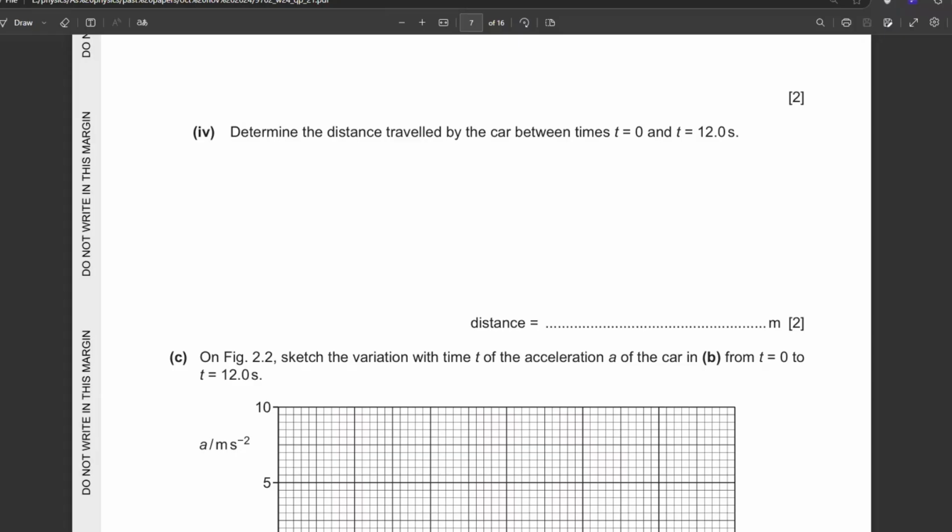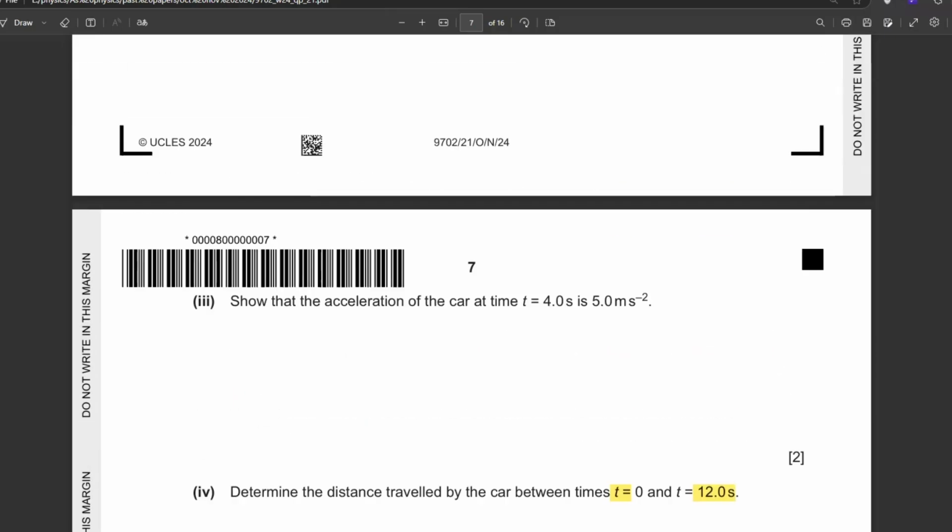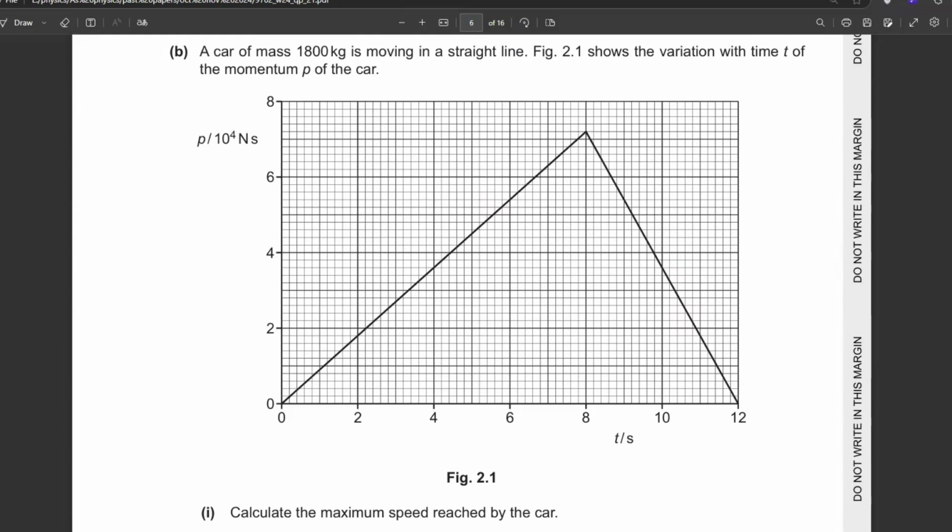Okay, students, so let's see this as well. Determine the distance traveled by the car between time t equals 0 and time t equals 12 seconds. So we basically have to determine the distance traveled between 0 till 12 seconds. How are we going to do this? Now, if you examine the area under the graph, the area under this graph will be equal to what?